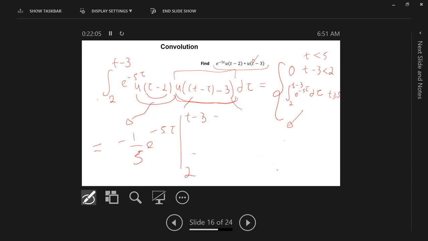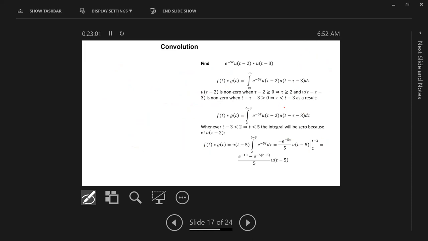And so that's going to give us negative 1 over 5 times e to the negative 5 (t minus 3) minus e to the negative 10. And now, because this thing is 0 for t less than 5, what do we have to multiply it by here? Yeah, so we just multiply it by u of t minus 5, and that effectively is 0 whenever t is less than 5, and it's 1 whenever t is greater than 5. And so it takes care of the two cases for us. That's our final solution, and here's the algebra for that. Is this clear to everyone?